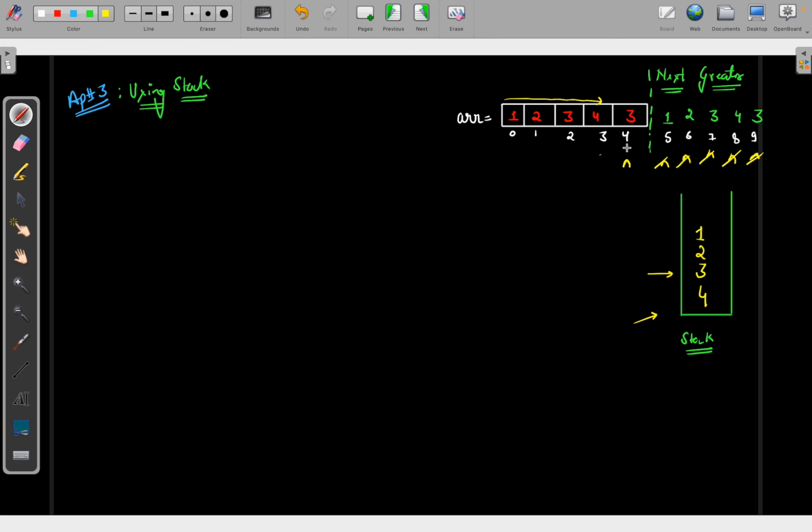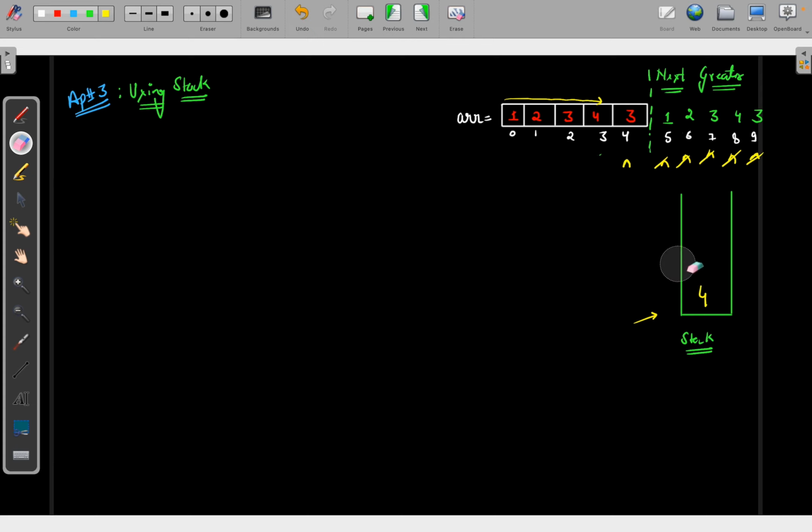Now here my actual element comes. I will start filling answers from here. For 3, is 1 greater? No, so I will pop it out. For 3, is 2, the topmost element, greater? No, it is not. For 3, is the topmost element 3 greater? No, it's not. So I will simply pop it out.